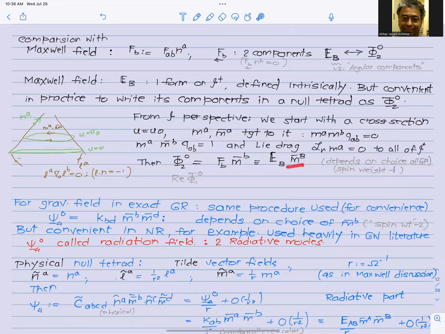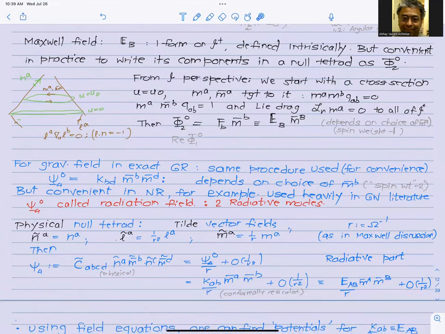And that means that this is actually a quantity which has spin weight. Counting the number of m bars that we have up here, each m gives you spin weight 1, and m bar gives you spin weight minus 1. So here I have 1 m bar, therefore this has spin weight minus 1.